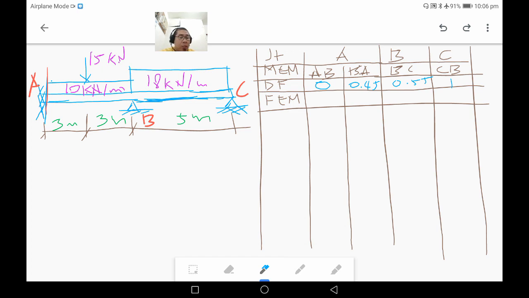Okay. So then, let's go to the fixed end moment. So the fixed end moment of AB. This one. So, the fixed end moment of AB.